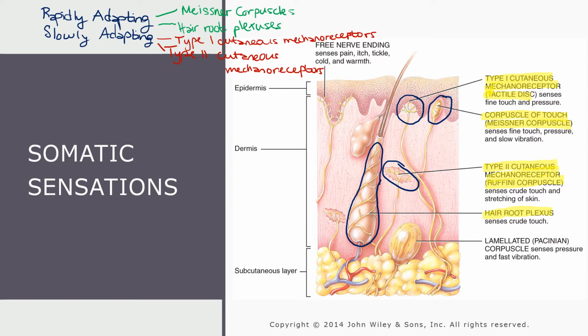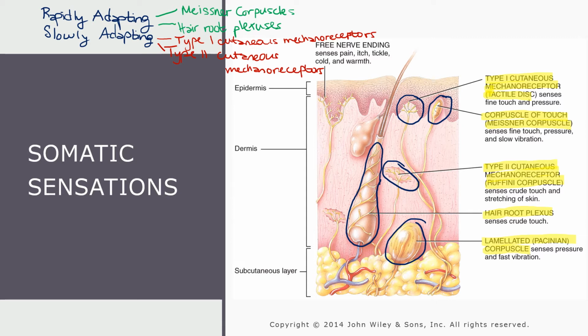Pressure, which is a sustained sensation that's felt over a larger area than touch, occurs with deformation of deeper tissues. So receptors that contribute to sensations of pressure include the corpuscles of touch, the type 1 cutaneous mechanoreceptors, and lamellated corpuscles. A lamellated corpuscle, also called a Pacinian corpuscle, is a large oval structure composed of many layers of connective tissue that encapsulates and encloses a dendrite.